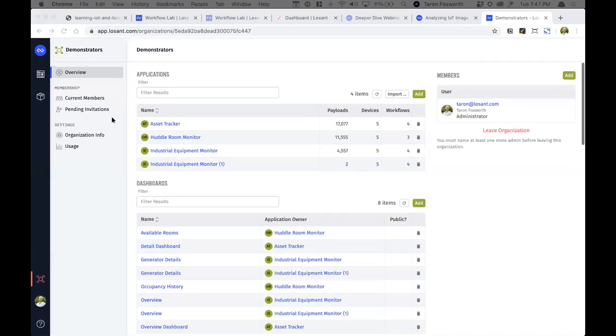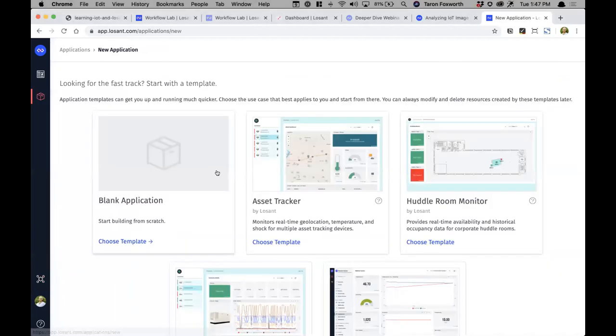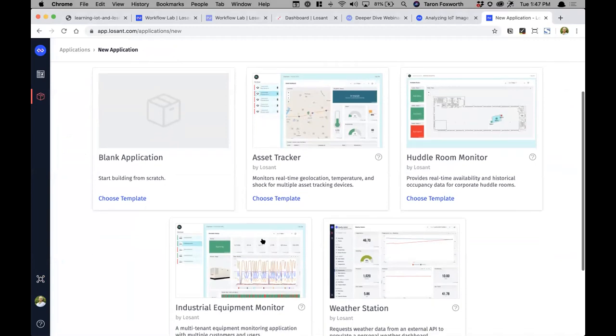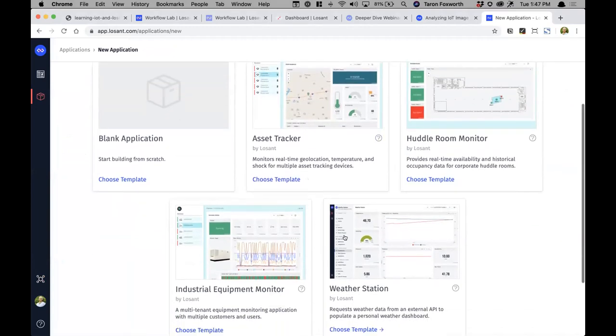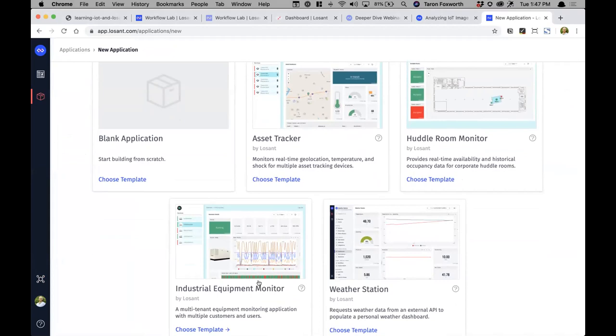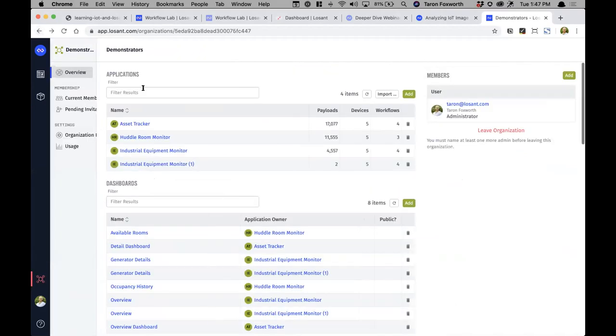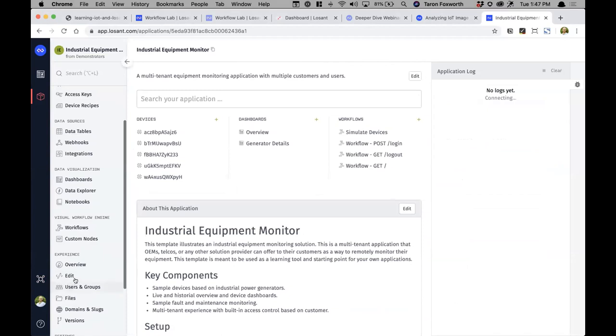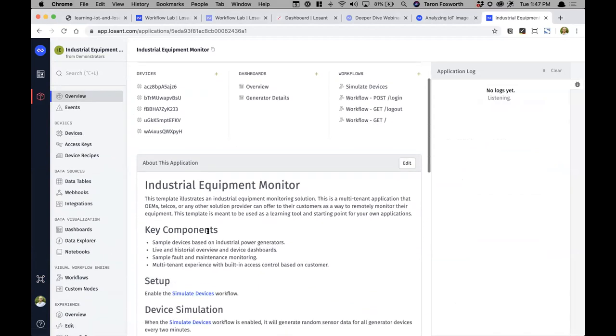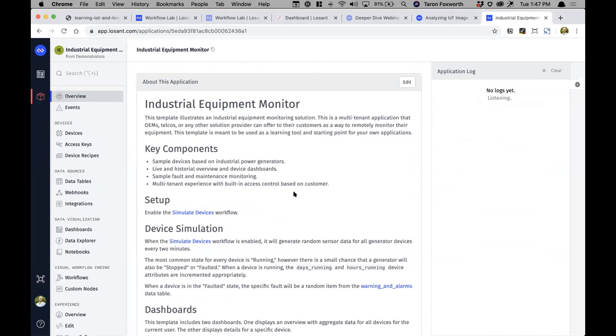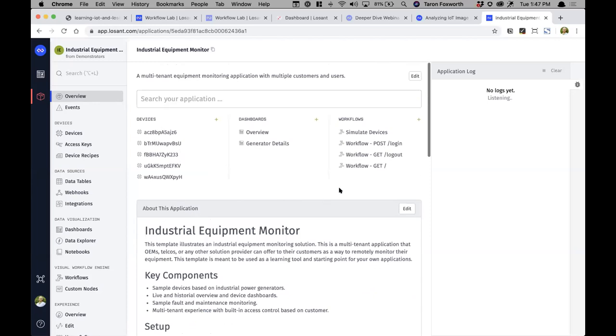So, just to give you a quick preview of what Nagin was mentioning. The cool thing about all the use cases that we talked about is that within Losant, they're all backed by a template. And also the cool thing here is all of these templates, the asset tracker, the huddle room monitor, and the industrial equipment monitor, all have a Deeper Dive taking you through the template and everything that's involved. So you can see what's included there. But in this case, I already have the industrial equipment monitor application set up. And the cool thing about templates is that they always come with the README. That README gives you all the information that you need to get started. The templates come with devices, dashboards, and workflows.